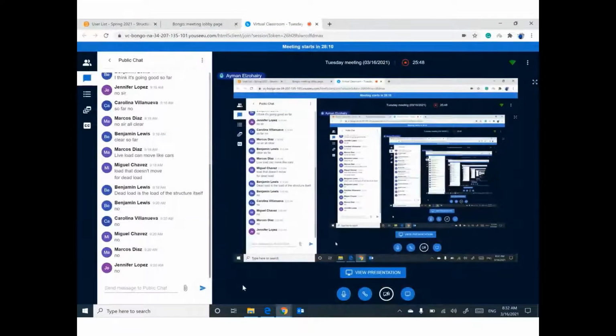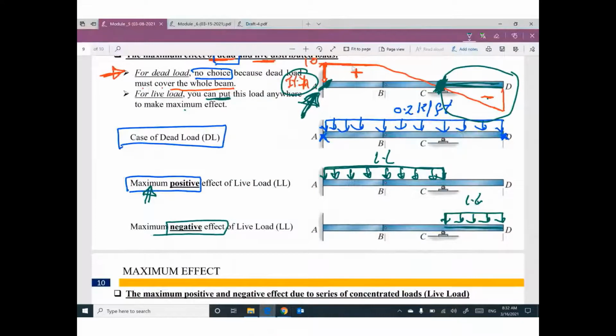We learned the difference between dead load and live load. Dead load, we don't have a choice. The dead load must cover the whole beam, whatever the diagram. You have positive, you have negative, you have anything. I don't have a choice for dead load because dead load represents the own weight of the structure. So the dead load must cover the whole beam.